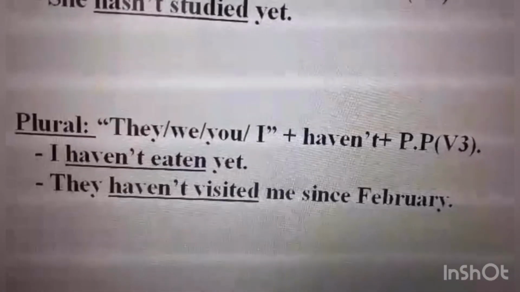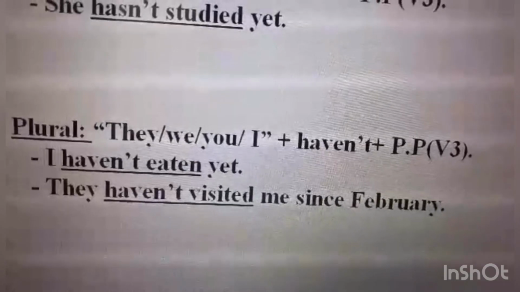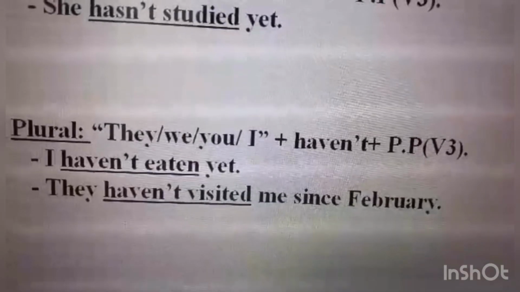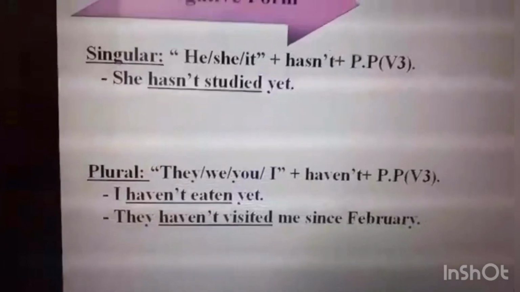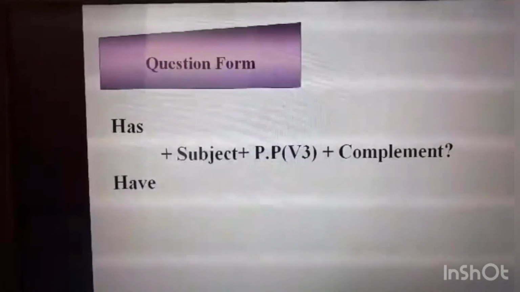And we have these examples here. I haven't eaten yet. And the second example, they haven't visited me since February. This is for the negative form. And now we will talk about the question form, how to make a pattern for any question in the present perfect tense.